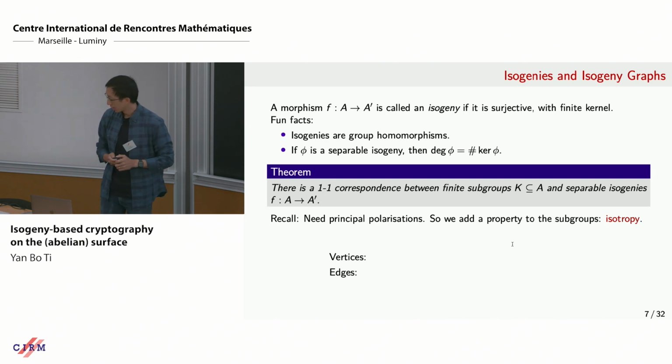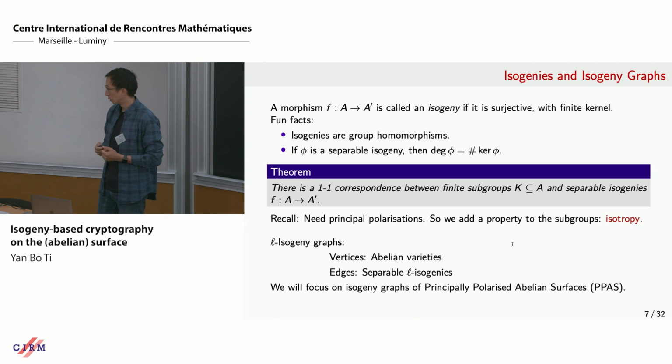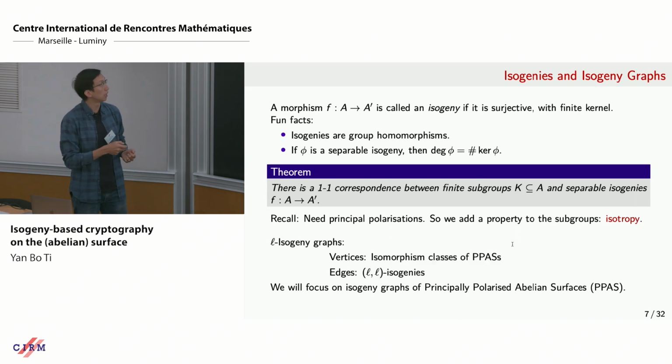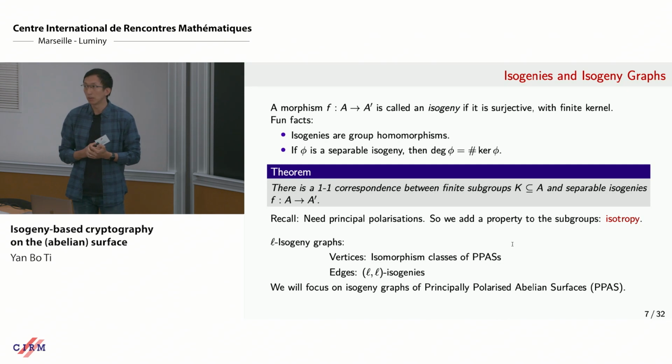Okay. So we want to consider l-isogeny graphs, which have abelian varieties as vertices. The edges will be separable l-isogenies, but as you recall, I want to look at surfaces. So we focus on isogeny graphs of principally polarized abelian surfaces, and so we change the vertices to isomorphism classes of principally polarized abelian surfaces, PPAS, and the edges will be (l,l)-isogenies. These just happen to be the ones that preserve principal polarization. Okay?